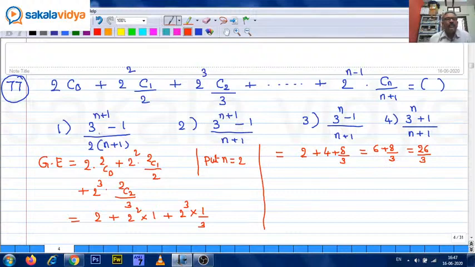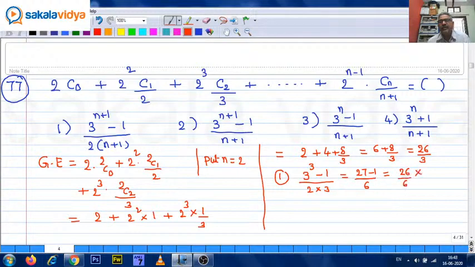So now check the first option. With n equal to 2, we substitute 3 cube minus 1 upon 2 times 3. 3 cube is 27, minus 1 upon 6. This is 26 by 6. It's wrong. Go to the second option. 3 cube minus 1 upon 2 plus 1 is 3. 26 by 3. Okay, second option matches.